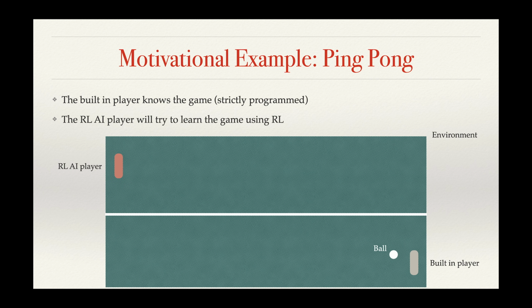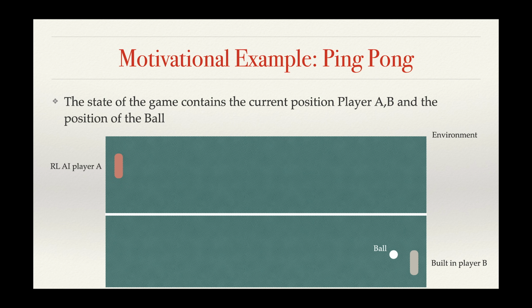What is important here to understand is the state of the game. So I talked about the state here. What is important in the state of this game is the position of the ball, of course, the current state, the position of the PC player, and the position of our player. So this is basically the current state.